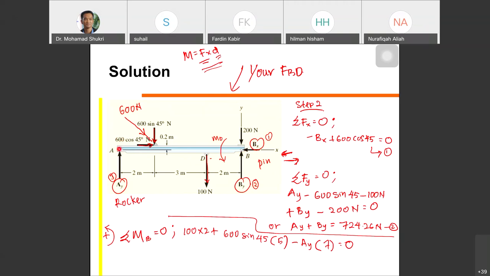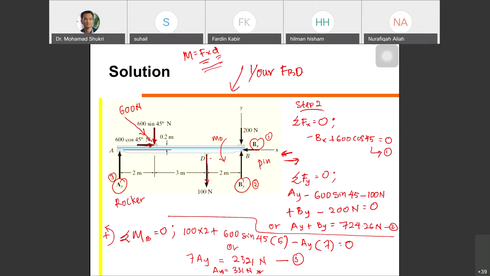If I simplify this, 7AY equals minus 200 minus 200 plus 600 sine 45 times 5. So you have 2321. This is equation number 3. Okay. So you have AY. You can simply solve, because there is only one unknown. AY equals 2321 divided by 7. It becomes 331 Newton. Right.